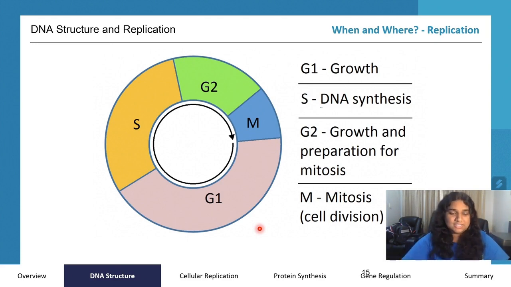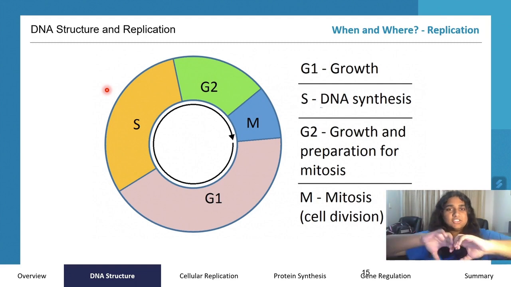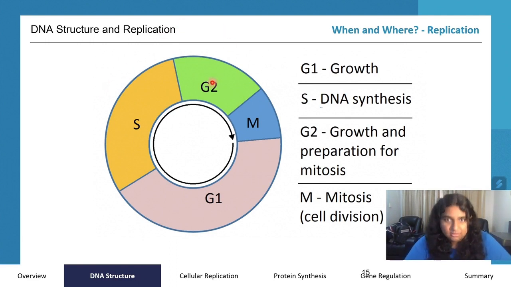Once the cell realizes that it needs to divide, it moves from the G1 phase, or the just stock standard growth phase, to the DNA synthesis phase. In this, DNA replication will occur. So you've got two copies of the DNA in the nucleus now, so the nucleus can divide into two daughter cells. Then we've got G2 phase, which is growth and preparation for mitosis.